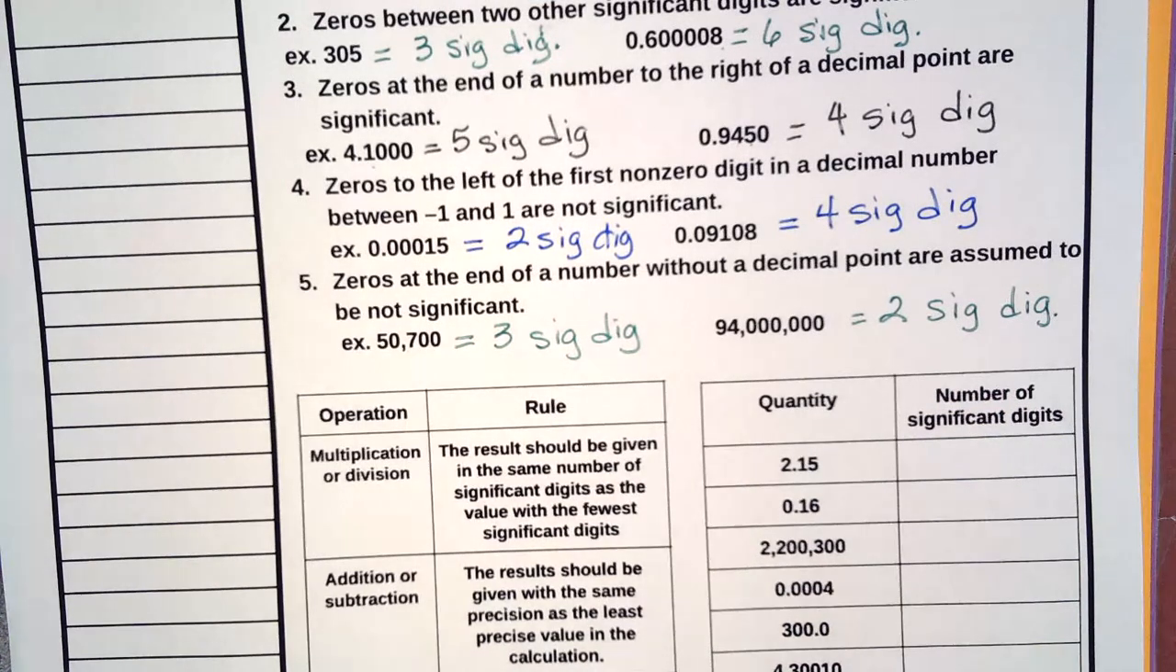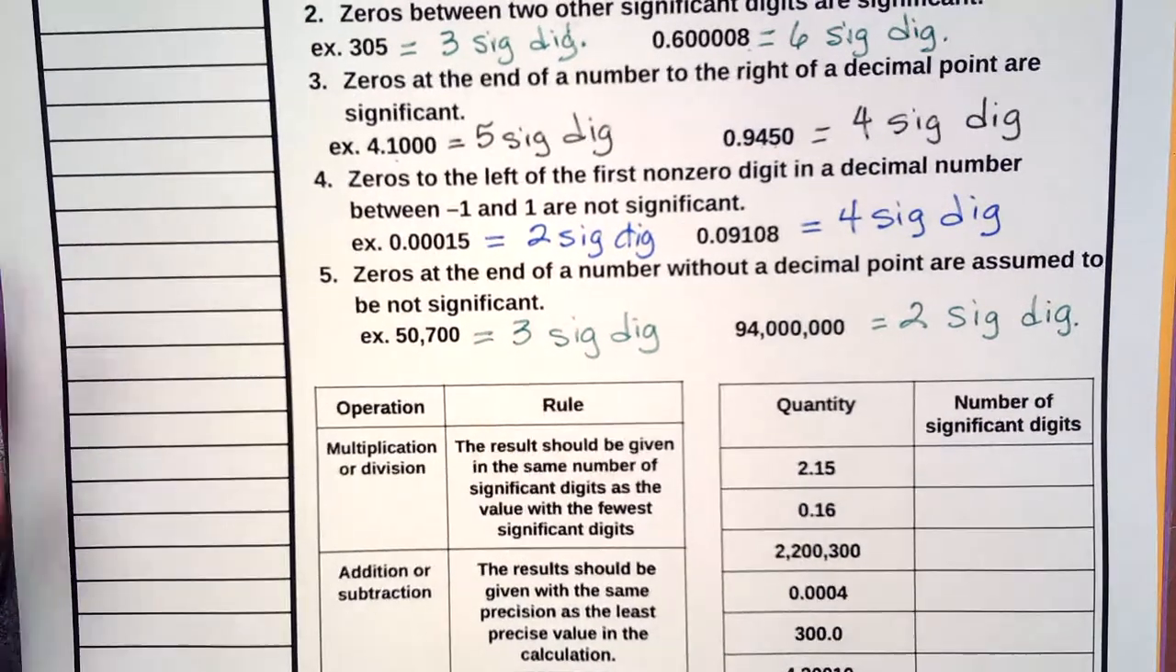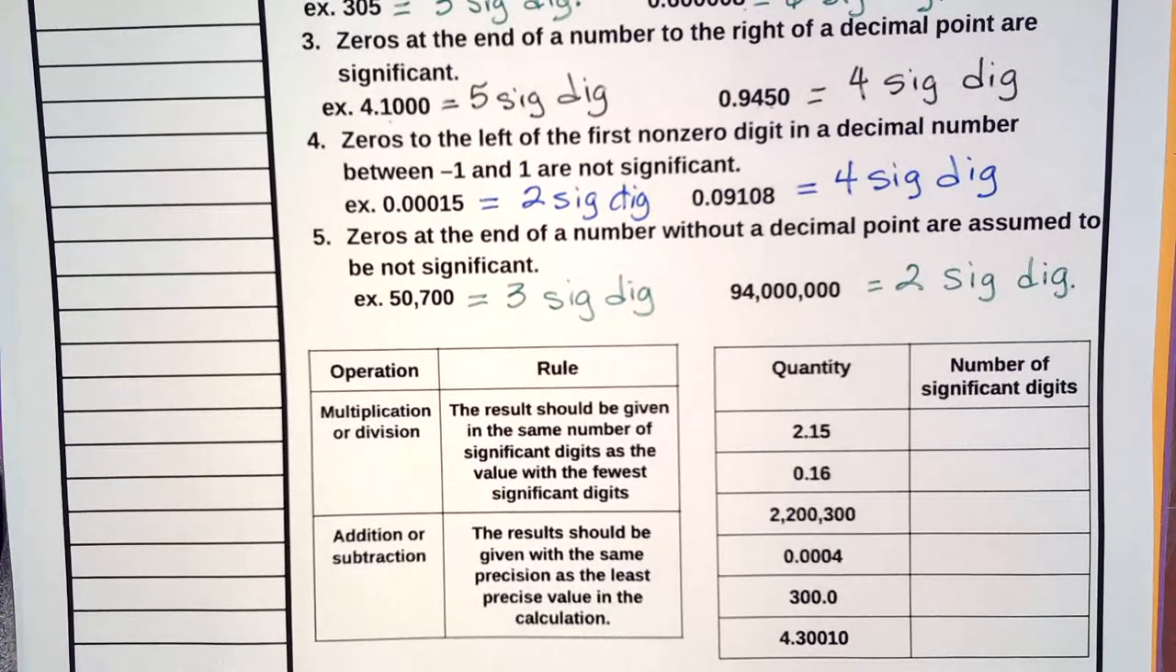Okay. We've got a rule for multiplication and we've got a rule for addition or subtraction. Remember that your result cannot be any more precise than the least precise number. So if you have one number that goes to the tenths and one number that goes to the thousandths, you can only round to the tenth. So pause the video and see if you can fill out this number and the number of significant digits. Pause the video now, please.